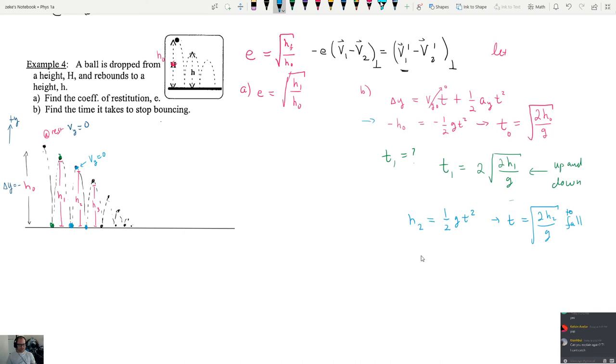And the time that it's going to take to rise up to that height should be exactly the same, right? It's symmetrical. To go from here up to here, and to go from there down to there, the time should be exactly the same, right? The time to go up is the same as the time to go down. So then t2, the time to rise and fall, is twice this time, which is going to be 2 times the square root of 2h2 divided by g. Do you all understand?